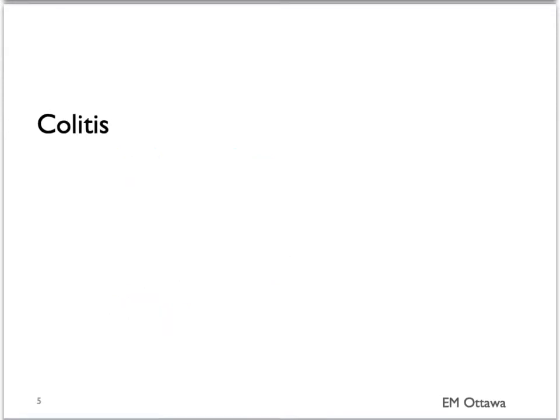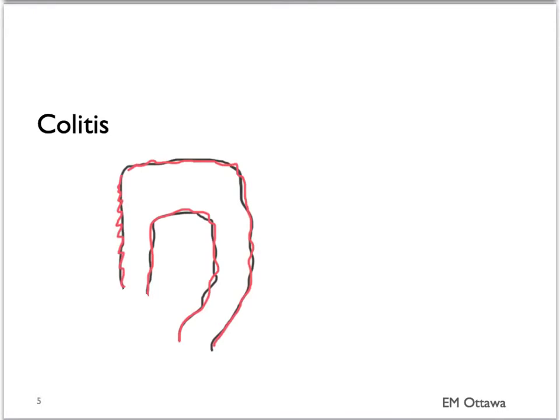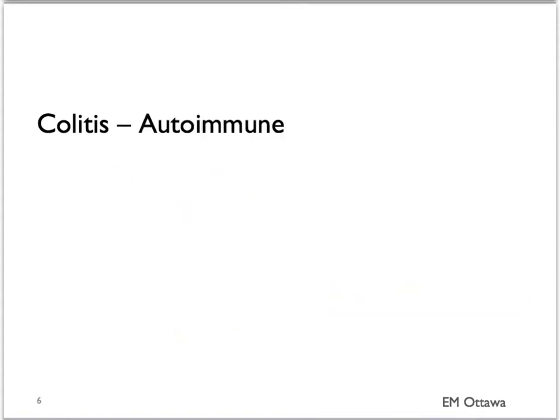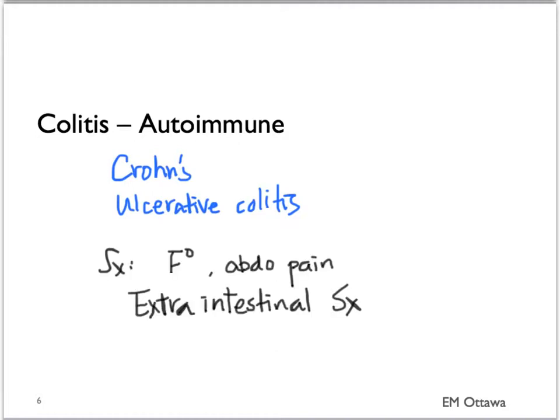First off, inflammation, or colitis. Lower GI bleed associated with colitis tend to present as hematochezia. There are different causes of colitis. First, it can be caused by autoimmune diseases, such as Crohn's disease or ulcerative colitis. Patients often have repeated bloody bowel movements. They can also be associated with abdominal pain, fever. There are also extraintestinal symptoms of these inflammatory bowel diseases that are associated with the skin and the joints.